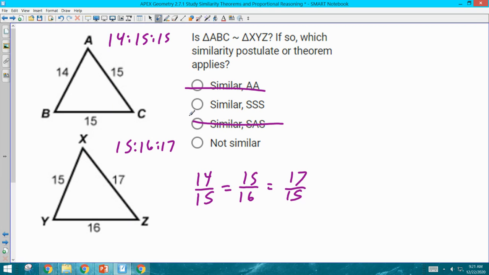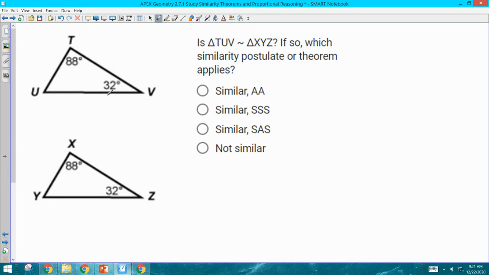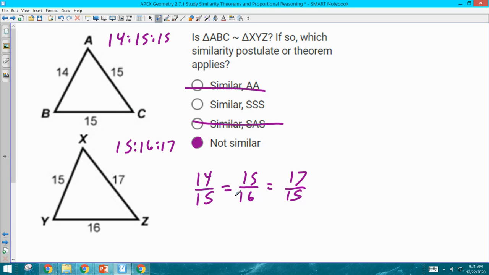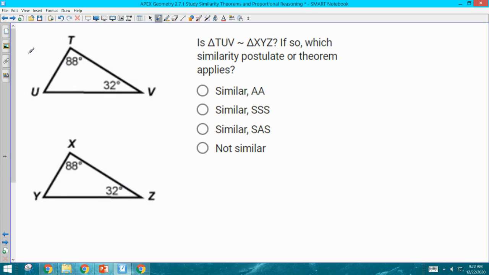Therefore, they are not similar to each other. I could also have cross multiplied. If I just pick these two, for example, and cross multiply, I would not get the same number, which means these two fractions, these two ratios, these two scale factors are not the same.